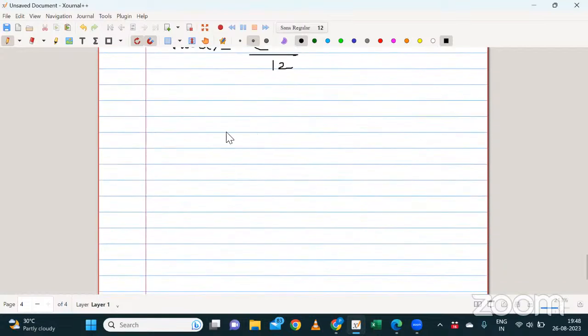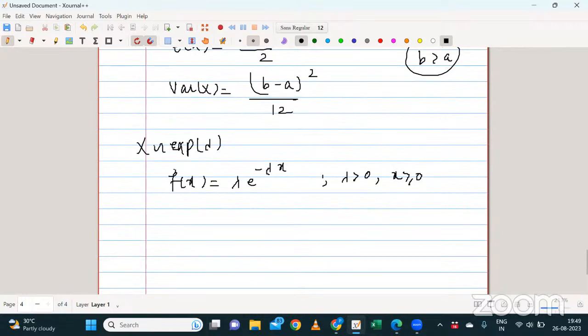Okay. And suppose I'm saying x follows an exponential distribution with parameter lambda. What is the PDF? Lambda times e raised to minus lambda x, lambda greater than 0. So here f of x is a function of x, right? It's a PDF. In case of discrete, we denote it as PMF. Here it's a density function. Just a notation. You can write y equal to f(x), it doesn't matter.